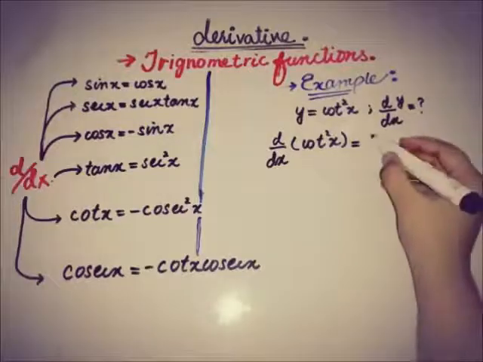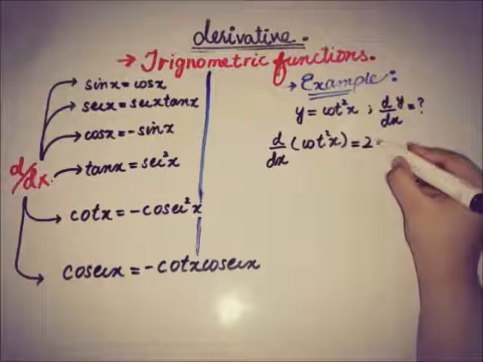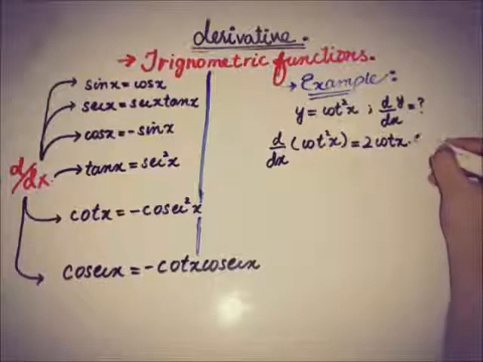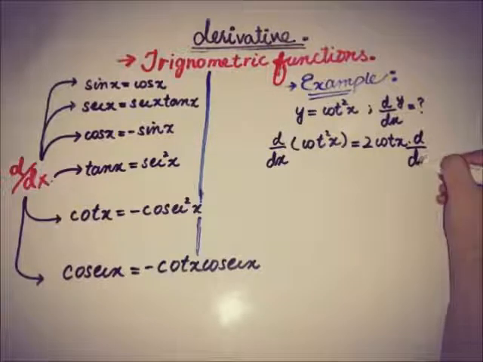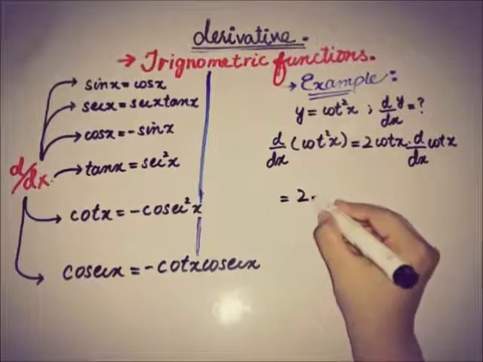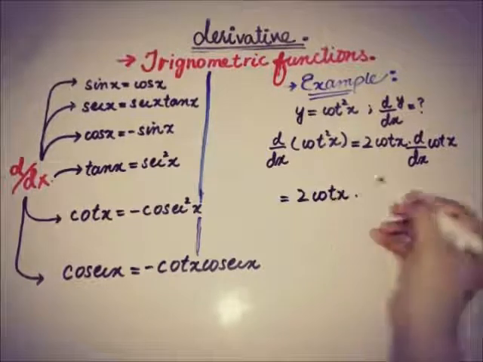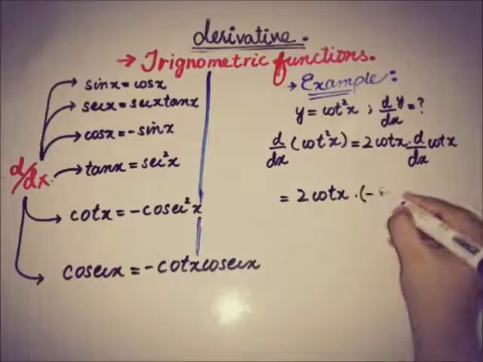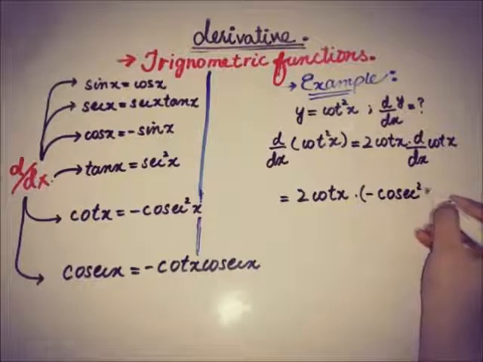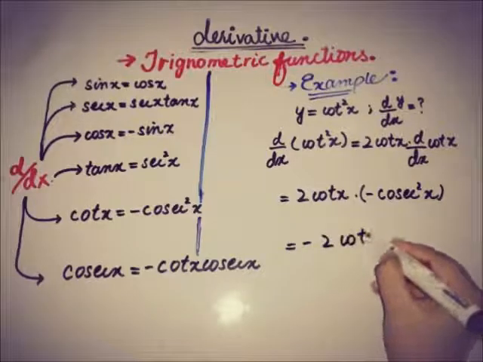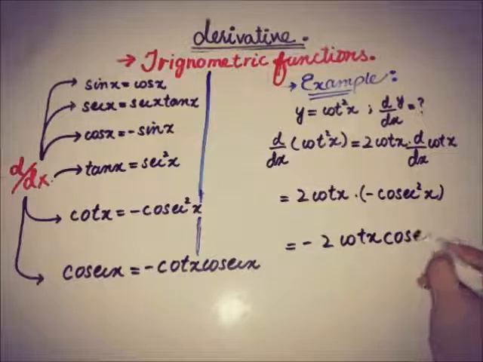We will use the power rule: the power comes down, it will become 2 cot x, then the rate of change of cot of x. So 2 cot x, and the rate of change of cot x is equal to minus cosecant square x. So this is cot x and cosecant square x.